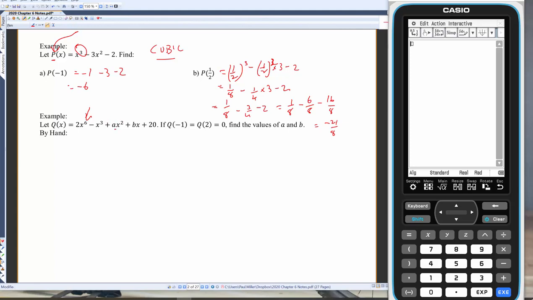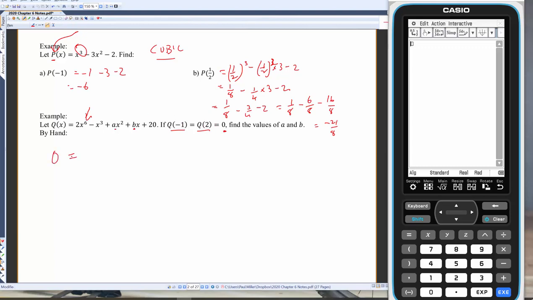Here we've got an a value and a b value. So Q of -1 is the same as Q of 2. This is saying if I drop -1 into Q, I get the same result as if I drop 2 into the function, and the result in both of these equations will be 0. So when x is -1, Q of x is going to be 0, and when x is 2, Q of x, or the function, is going to be equal to 0.